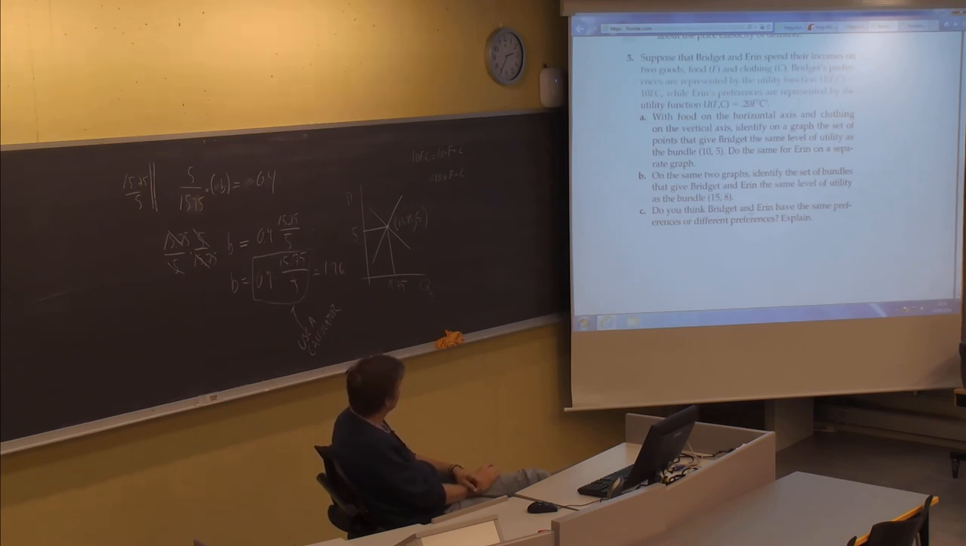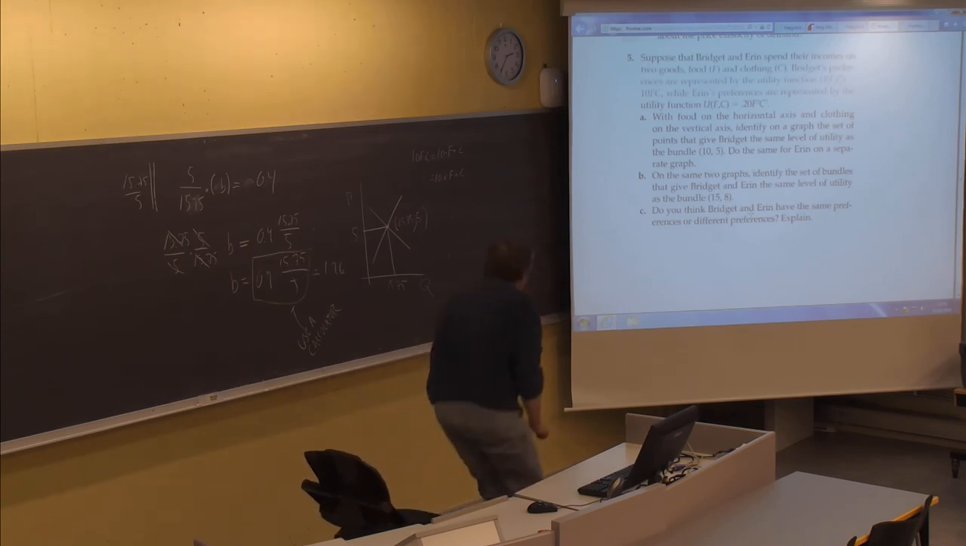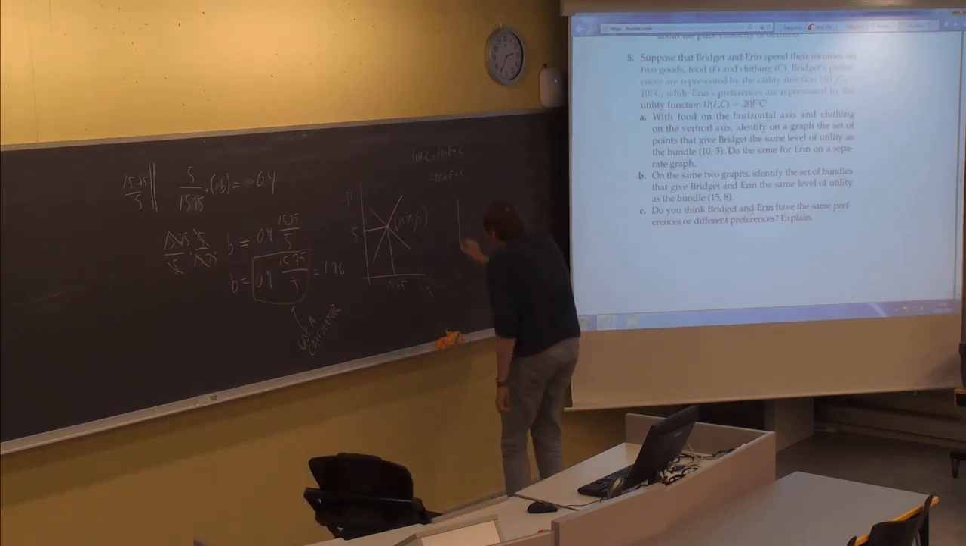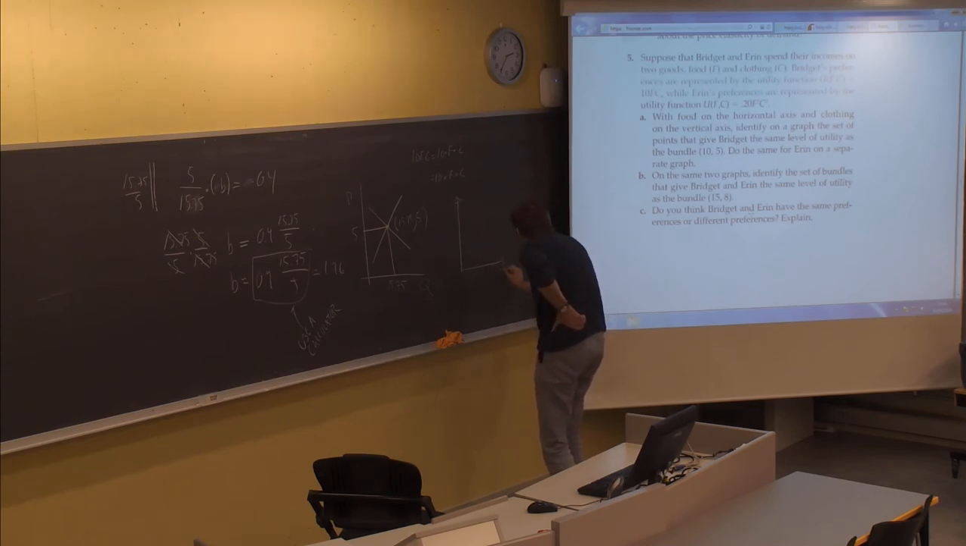Okay, with food on the horizontal axis and clothing on the vertical axis. This is the vertical axis, isn't it? And this is the horizontal axis, or am I wrong? This is vertical, this is horizontal. Yeah, the horizon is like this, isn't it? And so there's food on the horizontal axis and clothes on the vertical axis.